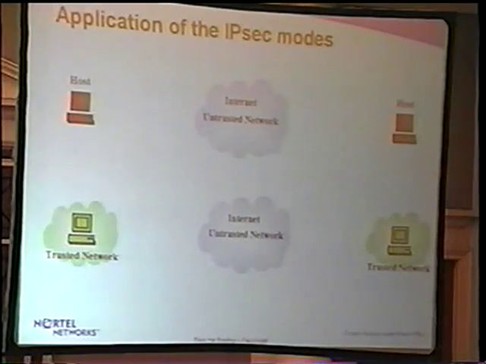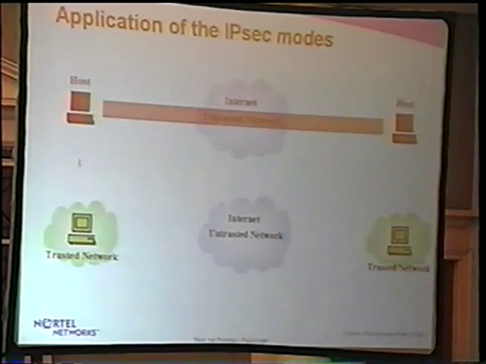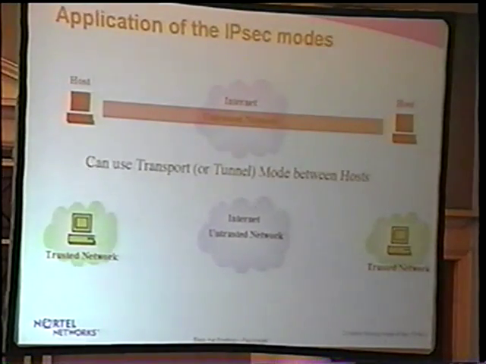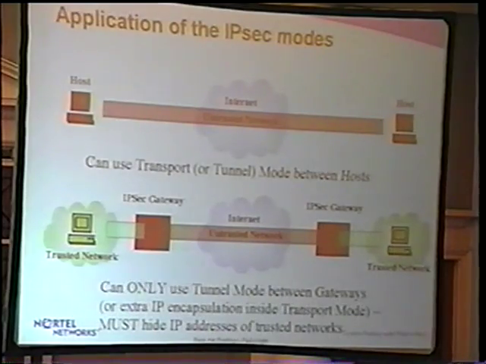Okay, so let's look at where the different IPsec modes, the tunnel mode and transport mode, are used. So with the host-to-host, as I mentioned before, typically you'll use transport mode. You can use tunnel mode. It's certainly not prohibited to use between hosts. And then between gateways, the important thing when you're running between gateways is that you need to hide the addressing of the sites. So in order to do that, you've got to use tunnel mode.